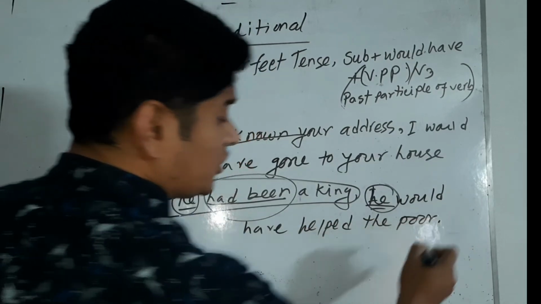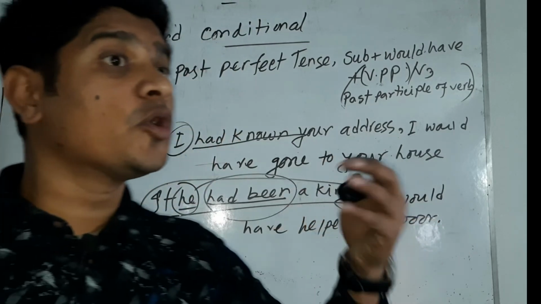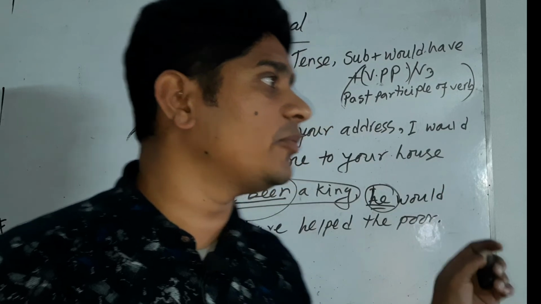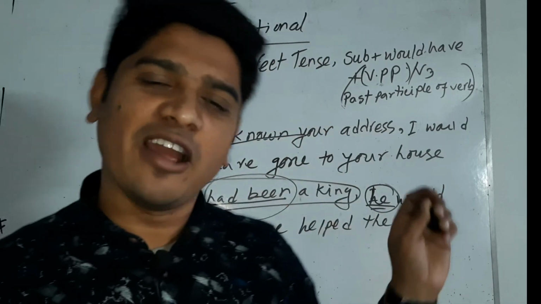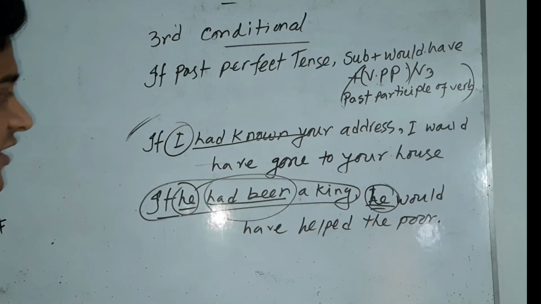You can also use a lot of answers here. He would have ruled his kingdom. He would have made a palace. He would have married the queen. Okay, then it is clear for you. I think the rules of conditional have been very clear for you.